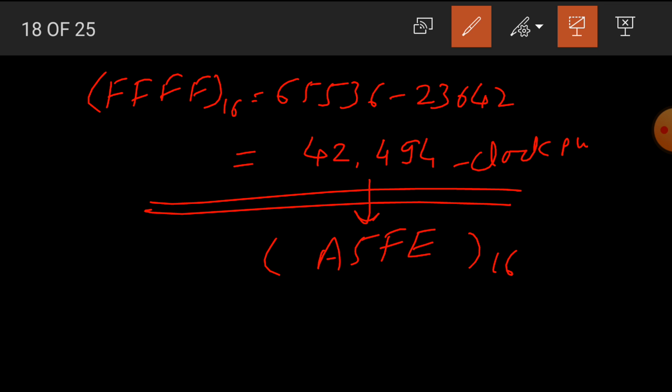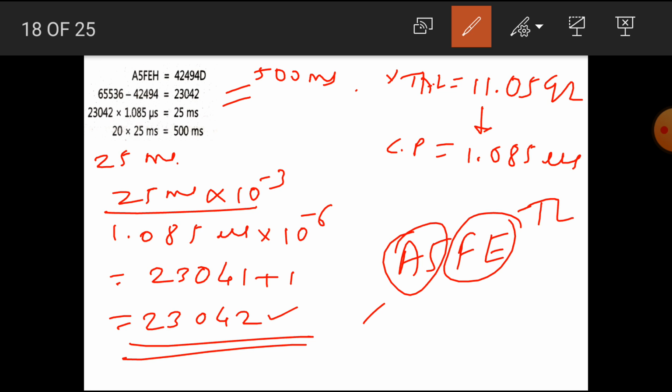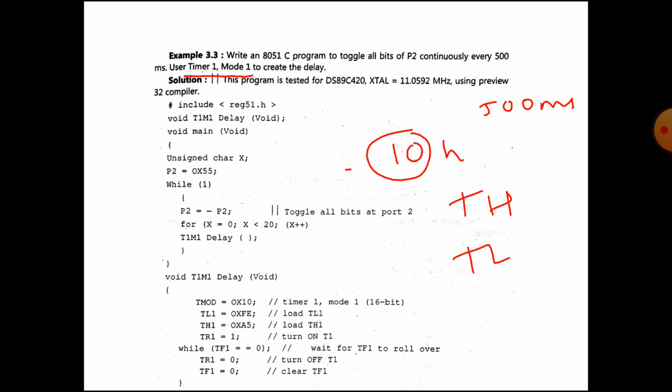A5FE is its hexadecimal value. That means we have to load FE into TL and A5 into TH. Okay, now let's start our program.